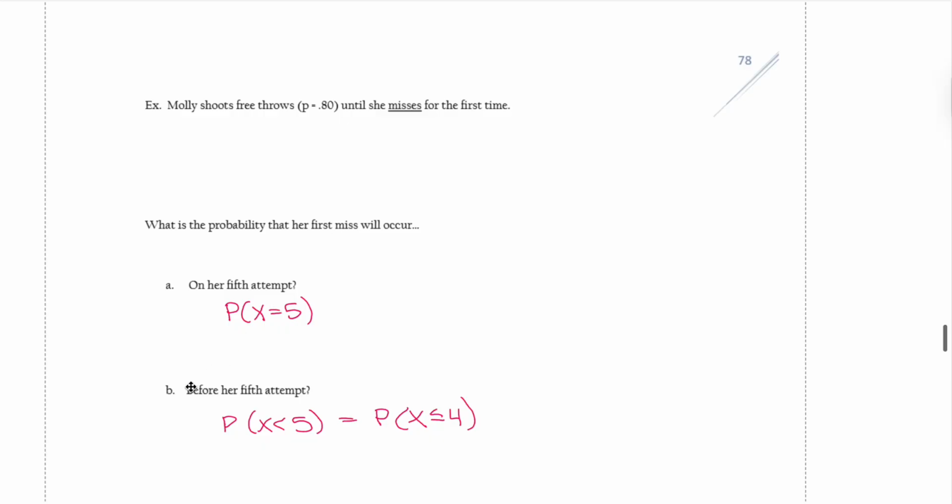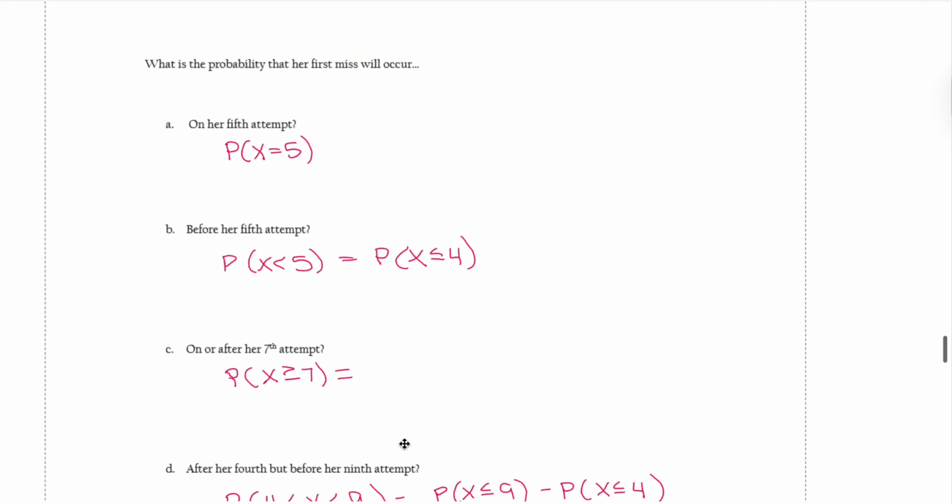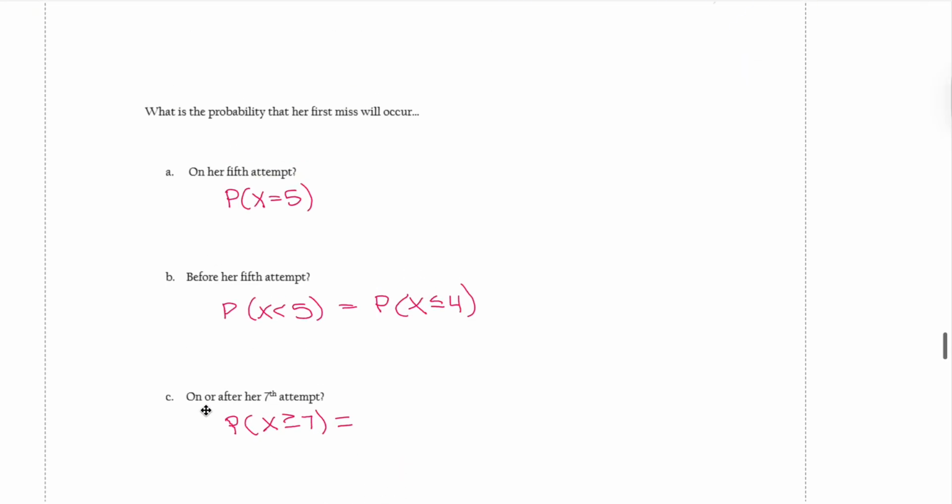Part B says before her fifth attempt, so probability of X less than 5. Remember, before just means less than, there's no equal to it, and this is the same thing as probability of X less than or equal to 4. Part C, on or after her seventh attempt. So this is probability of X greater than or equal to 7.